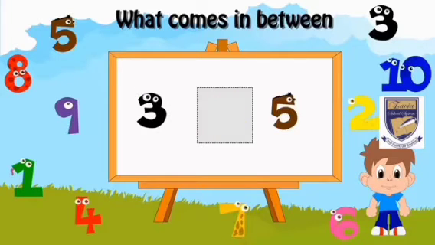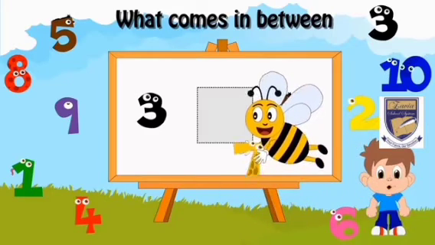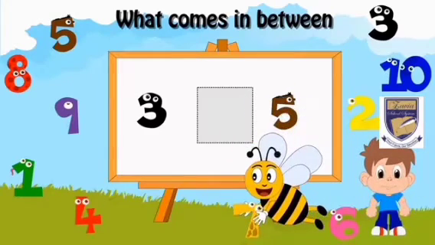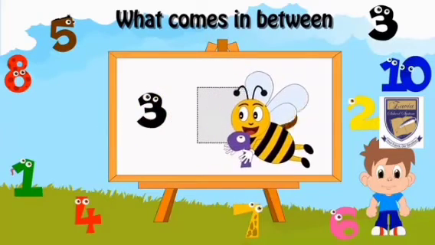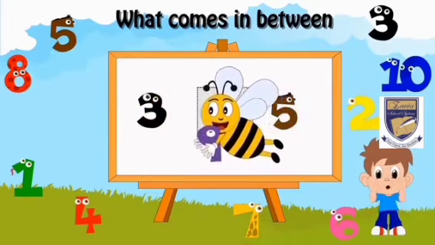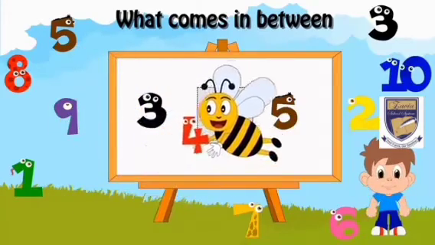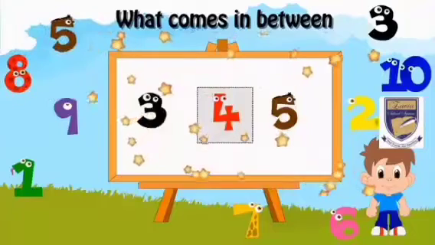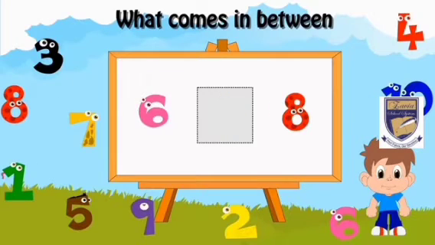Now, what comes in between 3 and 5? It's 7. No, no. It's 9. No, no. Oh, yes, I got it. It's 4. Yes, 3, 4, 5. 4 is in between 3 and 5.